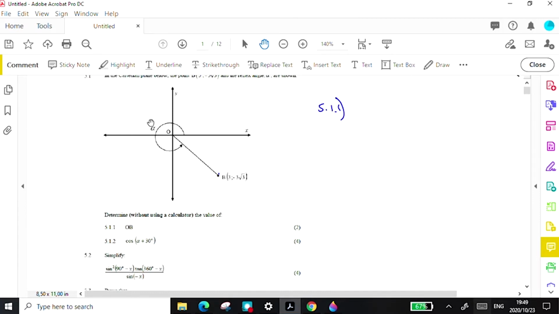Using analytical geometry, we know that to find OB, you just need the distance formula. We have 2 points, the point O, which is (0, 0), and point B, which is (3, minus 3 square root 3). So OB is just the square root of (3 minus 0) all squared, plus (negative 3 square root 3) all squared.